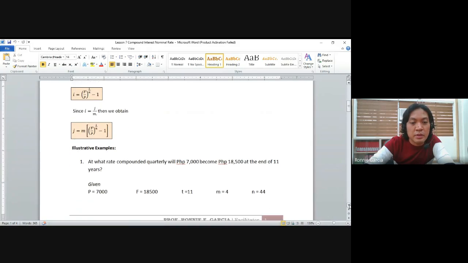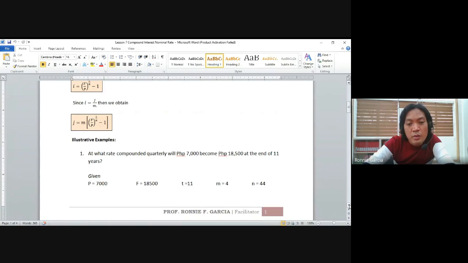First example, at what rate compounded quarterly will 7,000 pesos become 18,500 pesos at the end of 11 years? So from the problem, we will get the important facts to be included in our solution. 7,000 pesos will become 18,500 pesos. Therefore, 7,000 pesos is our principal, our present value, and 18,500 will be our future value. At the end of 11 years, so 11 years is our T or term, and there is no need for us to use a fraction in this particular example because the given time is in years. M is quarterly, so it is equal to 4.